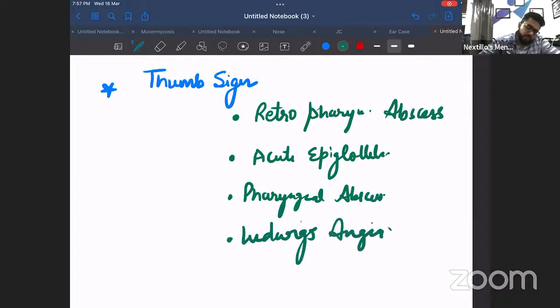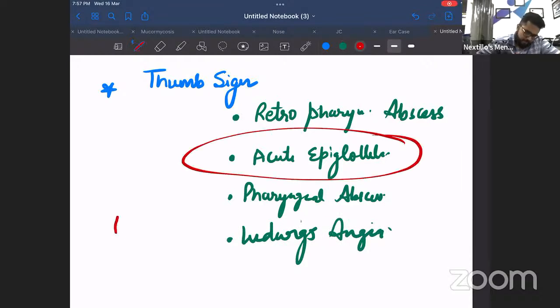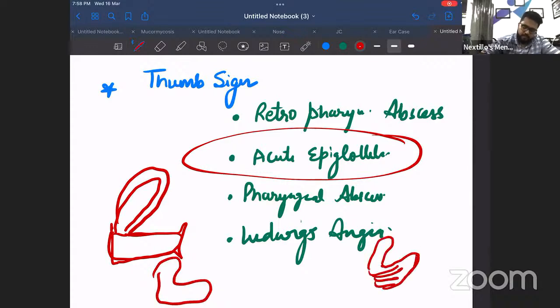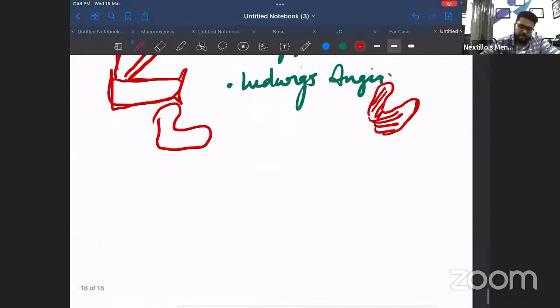So the correct answer over here is acute epiglottitis. The epiglottis, once swollen, because it is here attached to the thyroid, like this, it looks like the thumb. Have you seen the thumbs up sign? It's just like that. So it looks like a thumb. Hence, it is called the thumb sign. So it is seen in cases of acute epiglottitis.